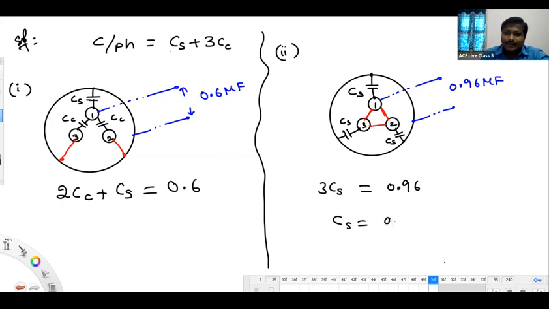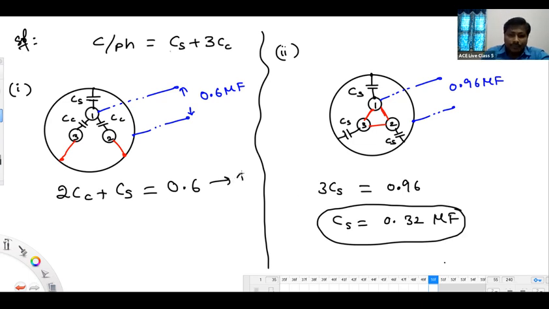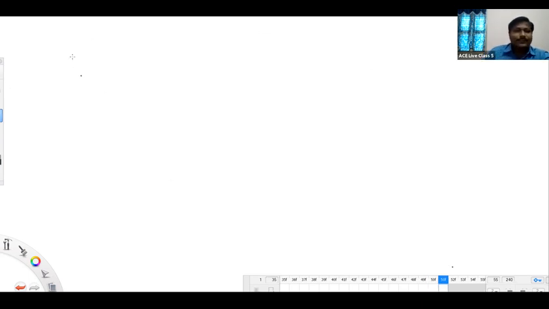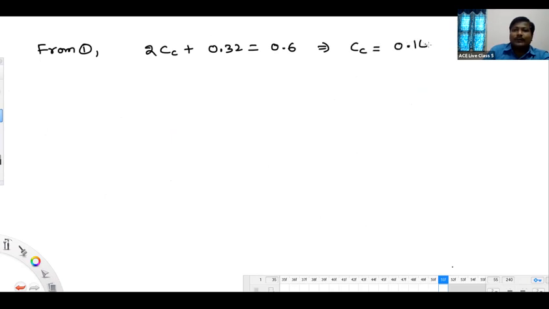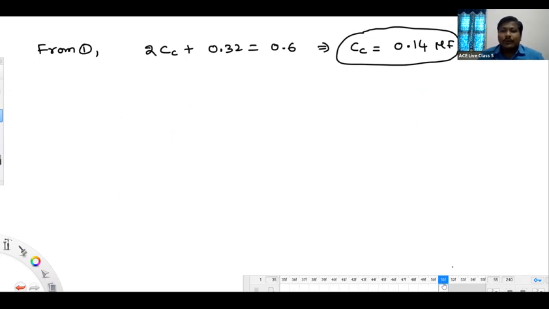Now solve these two equations, get the values of CS and CC. From this, CS is 0.32 microfarad, from equation number 1. From equation number 1, 2CC plus CS, with CS as 0.32, equal to 0.6. So CC will come like 0.14 microfarads. That's the CC.